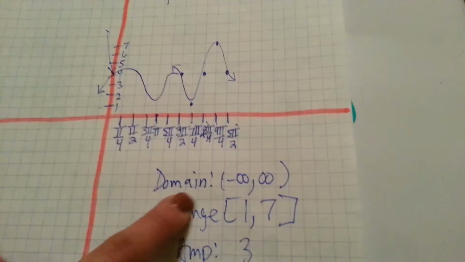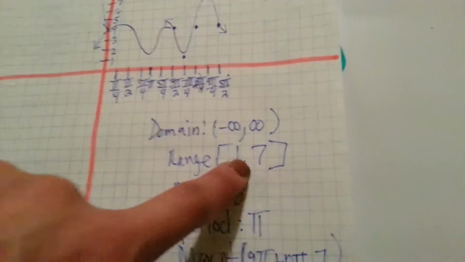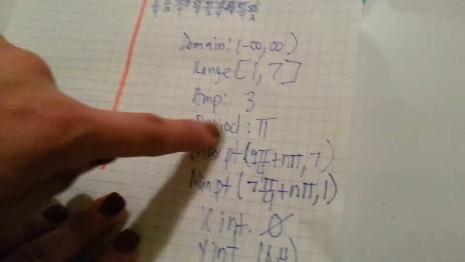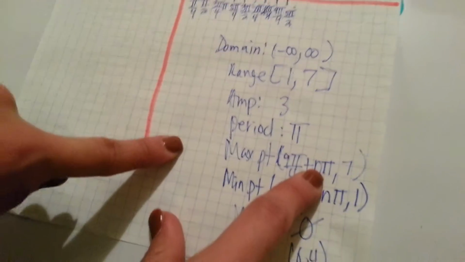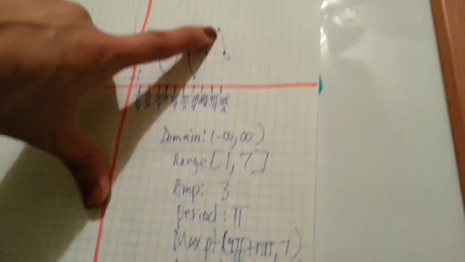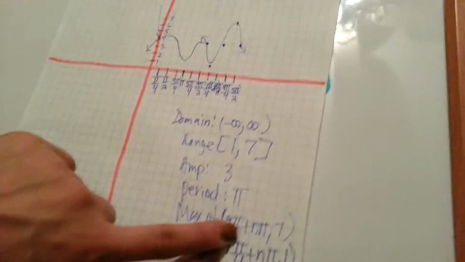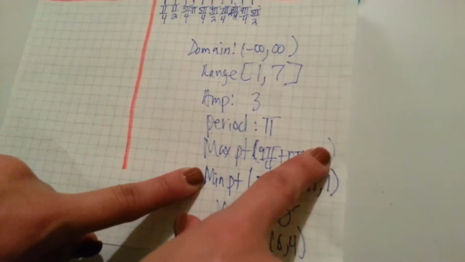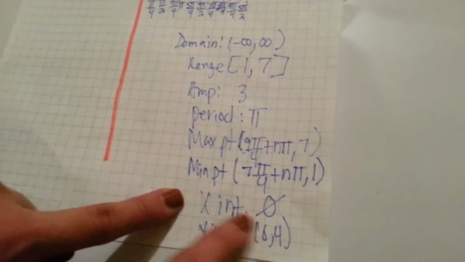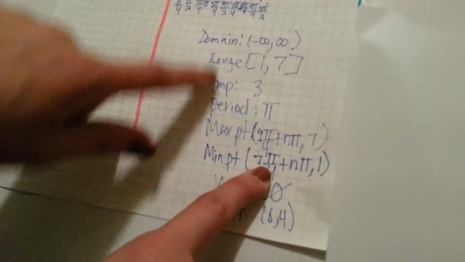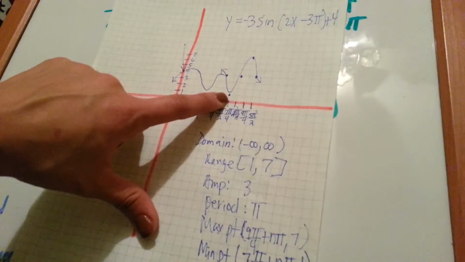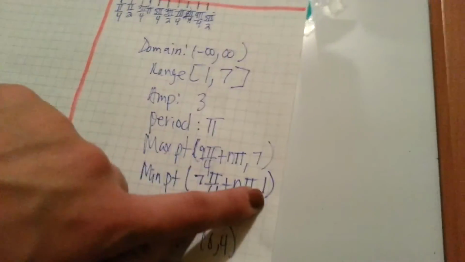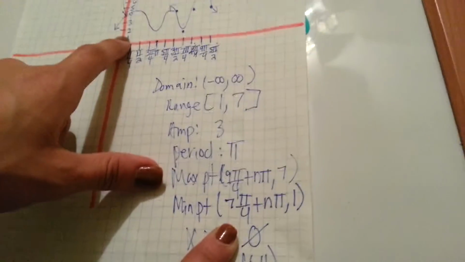In this case, our domain is negative infinity to infinity. Our range is 1 to 7. Our amplitude, as we did previously, is 3. Our period is pi. Our maximum point in this case is up here, so it's at 9 pi over 4 plus n times our period, which is pi, comma 7, because it was located on the 7. Our minimum point is the lowest one, which is 7 pi over 4 plus n times our period, which is pi, and it's at the 1. The 1 right across at the 1.